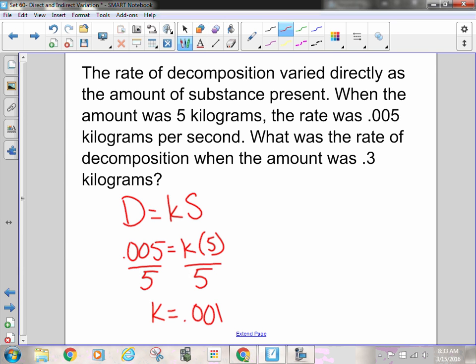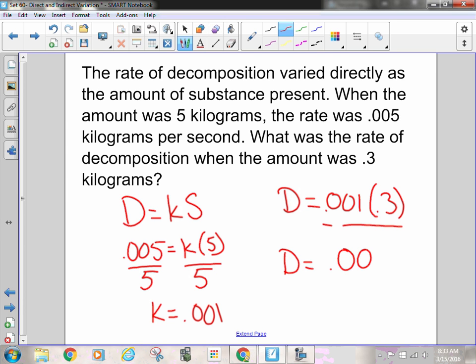0.001. All right, so the next sentence says, what was the rate of decomposition? So D equals, we're going to plug in our K, 0.001, if the amount was 0.3 kilograms. So we're just going to multiply those two. When we multiply those two, we're going to get 0.0003 for our answer. Okay, so just paying attention to where we're working things in.